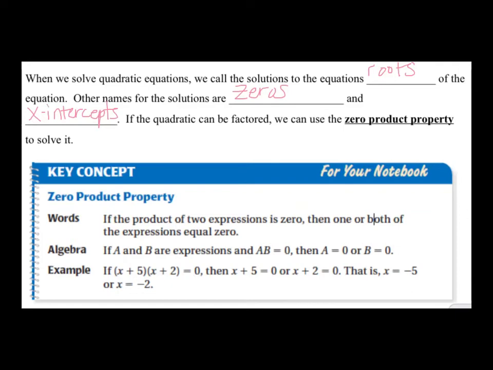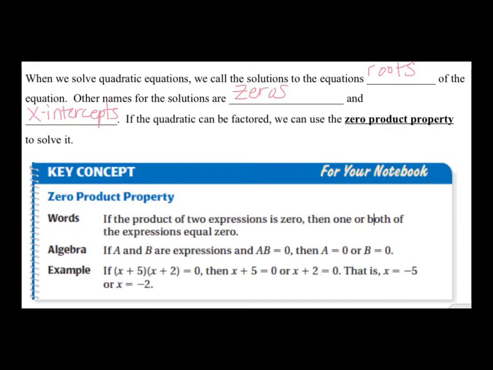So the zero product property states, if the product of 2 expressions is 0, then one or both of the expressions equals 0. So in terms of algebra, if a and b are expressions and a times b equals 0, then either a has to equal 0 or b equals 0. There aren't any 2 numbers that aren't 0 that have a product of 0. In order to multiply and get 0 as your answer, you must have 0 times something else.